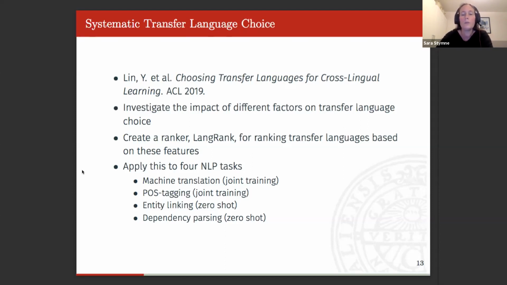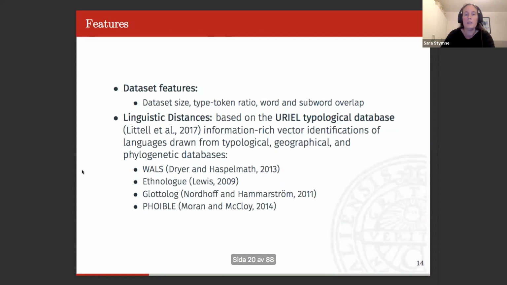And they apply this to 4 different NLP tasks. So machine translation and part-of-speech tagging, where they have a joint training setup, and entity linking and dependency parsing, where they had a zero-shot setup. And the features they used were 2 different types. They used what they call dataset features, where they actually used the dataset from the transfer and the target language. So things like dataset size and ratio between sizes, type-token ratio, and word and subword overlap.